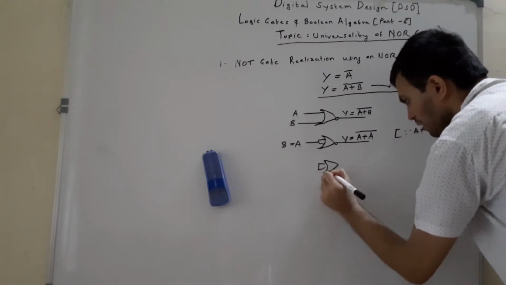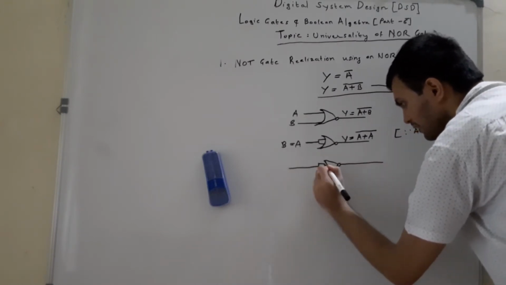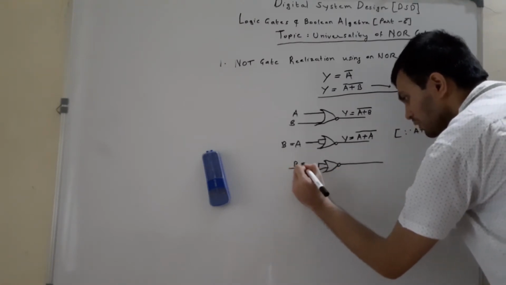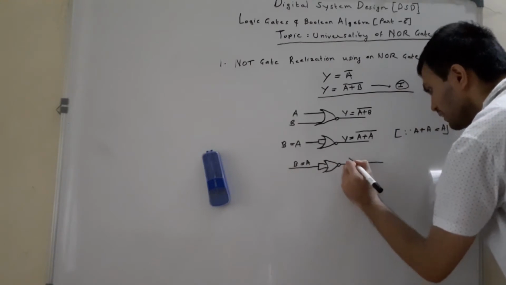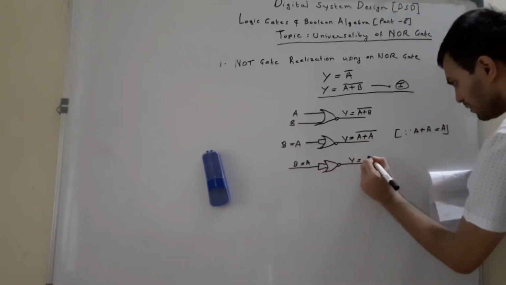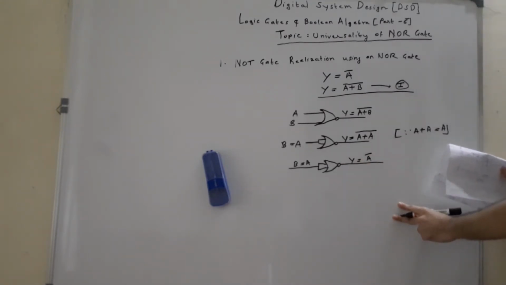This is our NOR gate IC, whose input B is equal to A. That's the reason. Because A plus A will be A, here we will replace that. So Y is equal to A bar. So this is how you will realize NOT gate using only NOR gates.